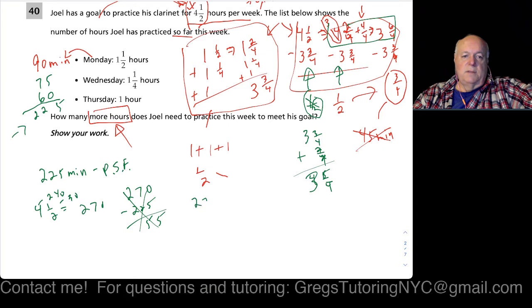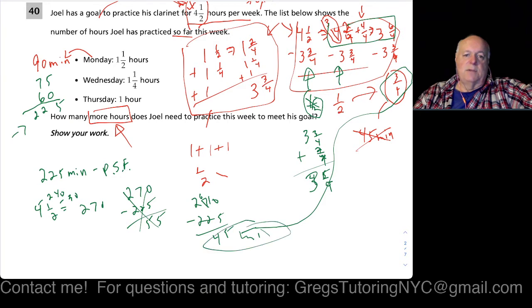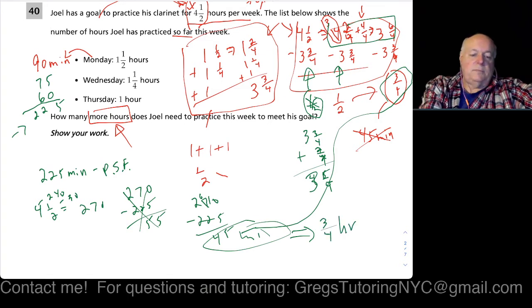270 minus 225. I can't take 5 from 0. I have to borrow 1, 5. So we get 45 minutes. That matches up with our 3/4 over here. But at this point, as we discussed already, the answer has to be in hours. So now you eventually have to map that back into 3/4 of an hour. All right. And that's probably the gotcha there.